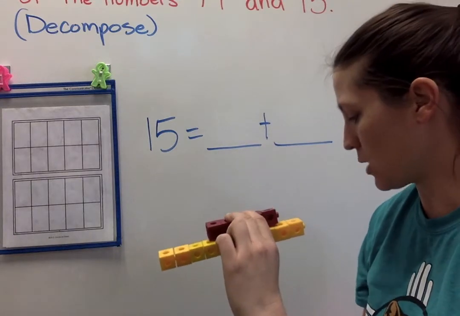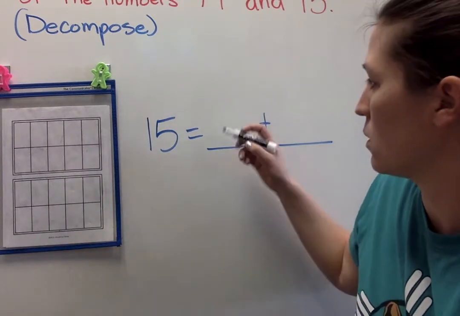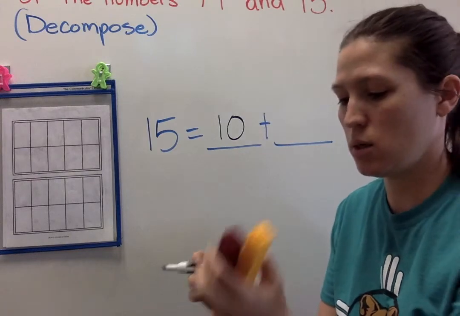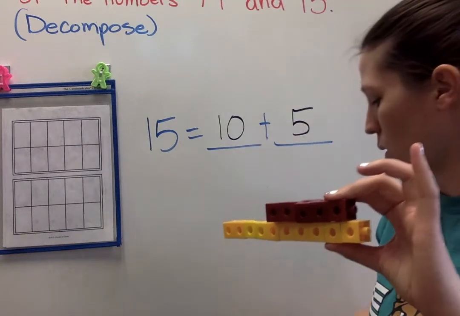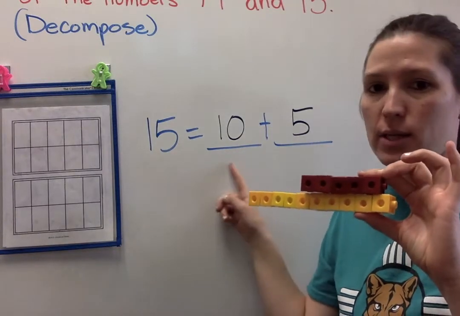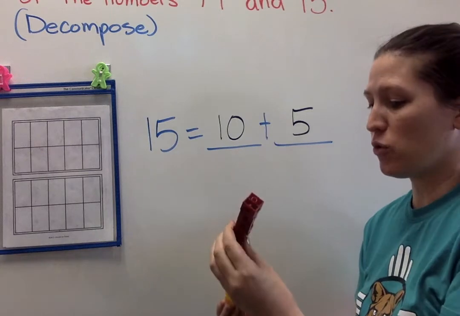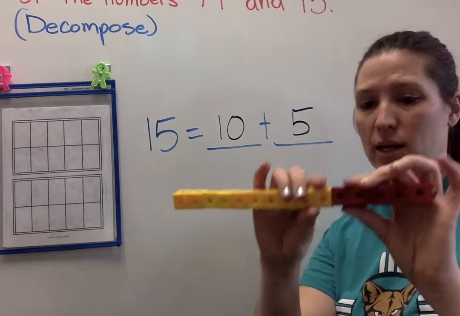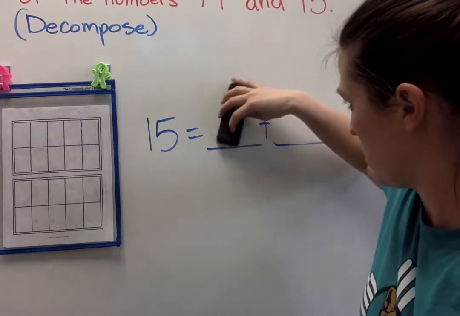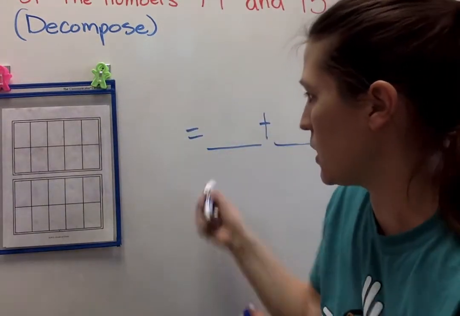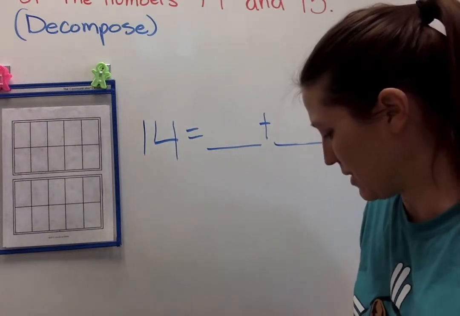Now I need to write the numbers that match the groups. My first group is a group of 10 plus a group of 5. 15 equals 10 plus 5. Here's my 10, here's my 5. I took 15, took the number, I made it, I decomposed it. Decompose means break apart. Let's do 14 now. Let's see how we can write an equation to decompose, break apart 14.